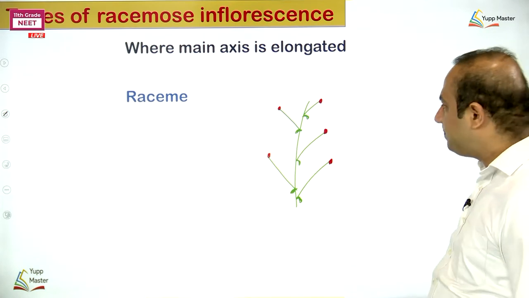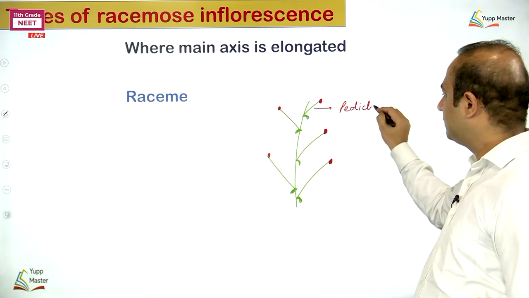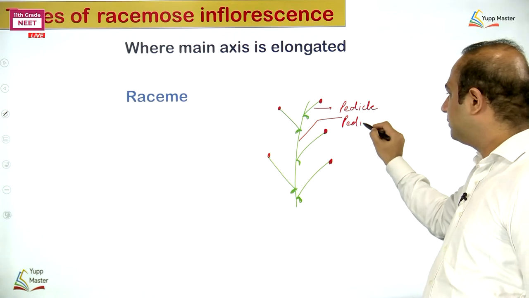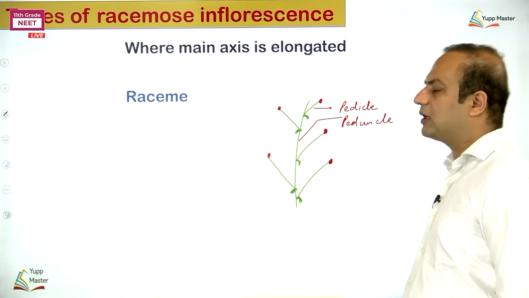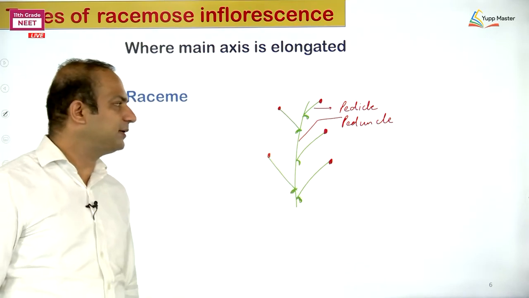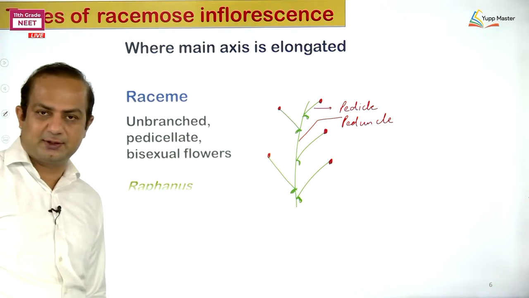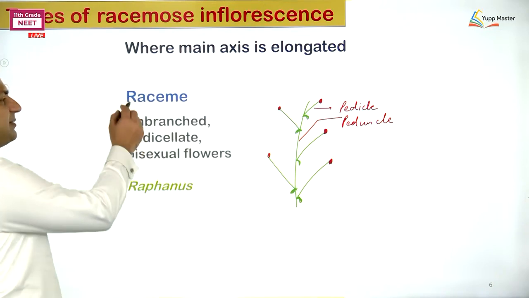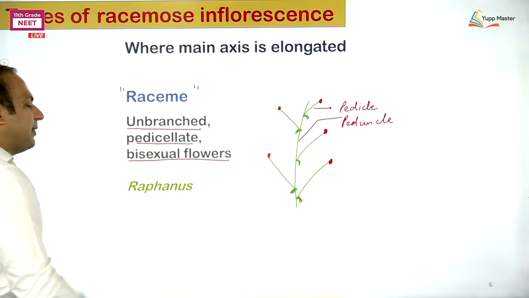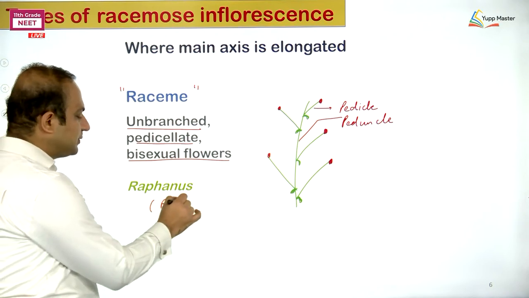Okay, I repeat that this structure is the pedicel and this structure is the peduncle. Don't get confused about the two words. The peduncle is bearing pedicellate flowers, meaning stalked flowers. Clear? The simple raceme, or only raceme, means unbranched pedicellate bisexual flowers, as we saw in Raphanus, common name radish.